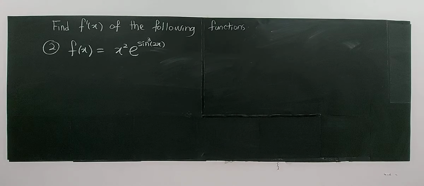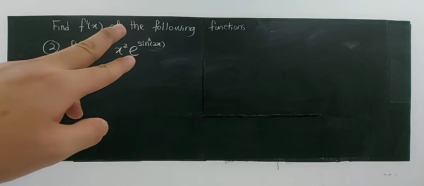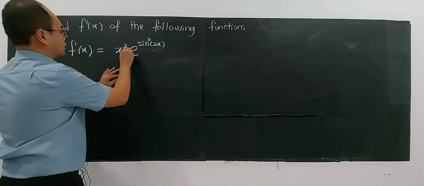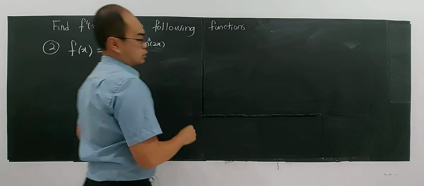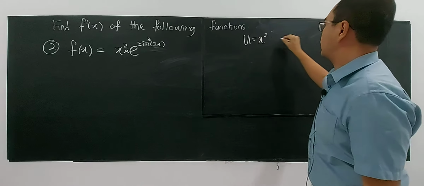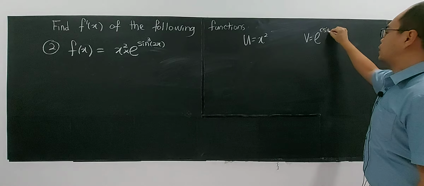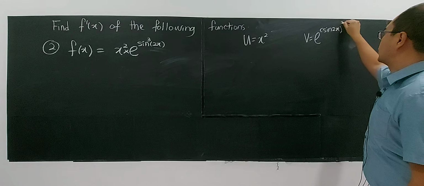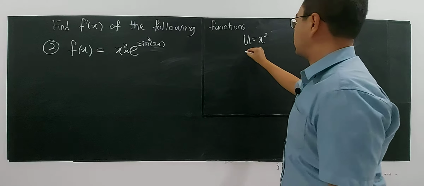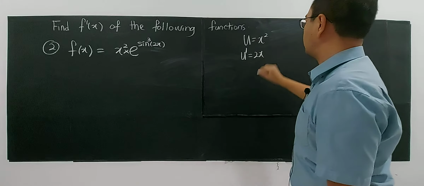We have f(x), a product of a polynomial, a quadratic, with an exponential function. So this is also a product, right? You have u to be x squared and your v to be the exponential, e to the power of sine 2x to the power of 3. I write this one as sine 2x to the power of 3. So start differentiating, this one is easy. You differentiate x squared and you get 2x.